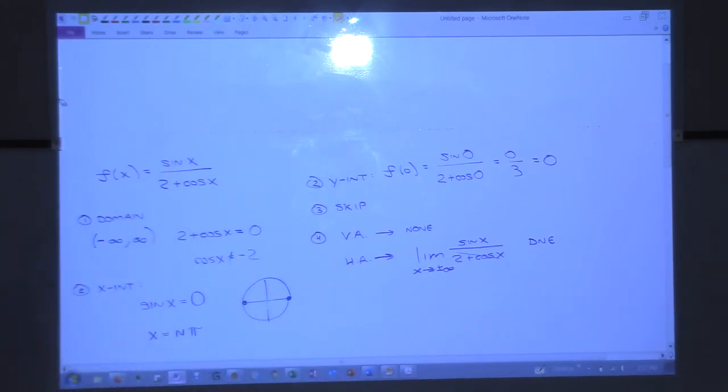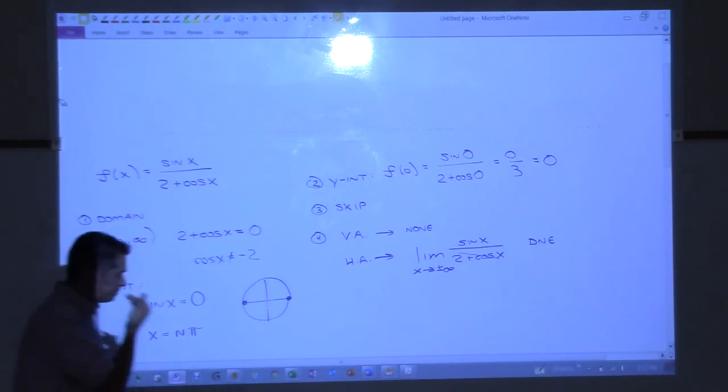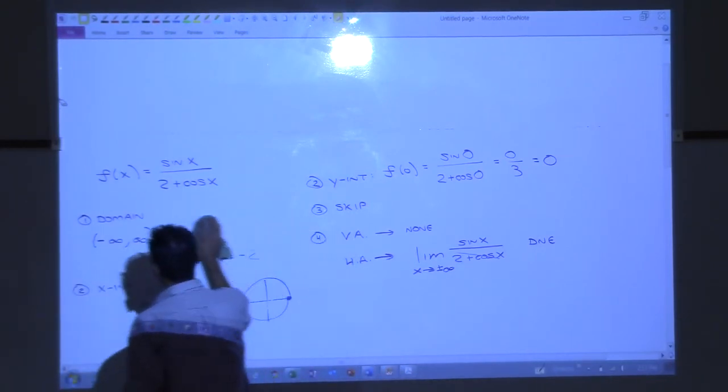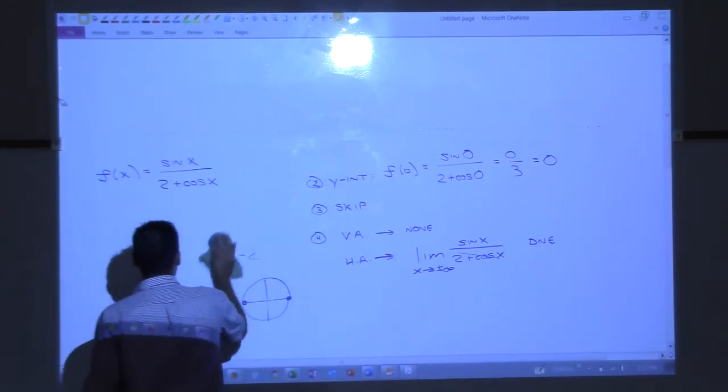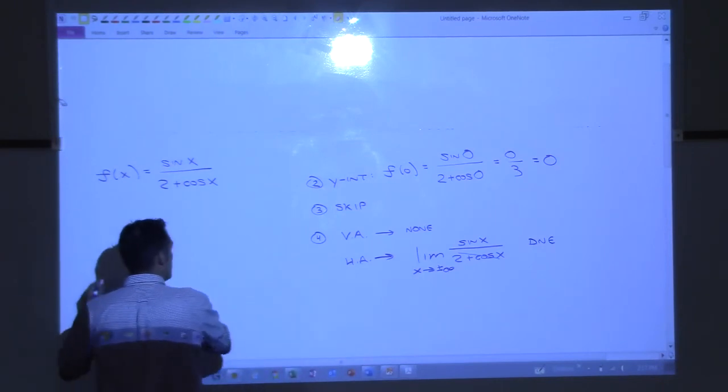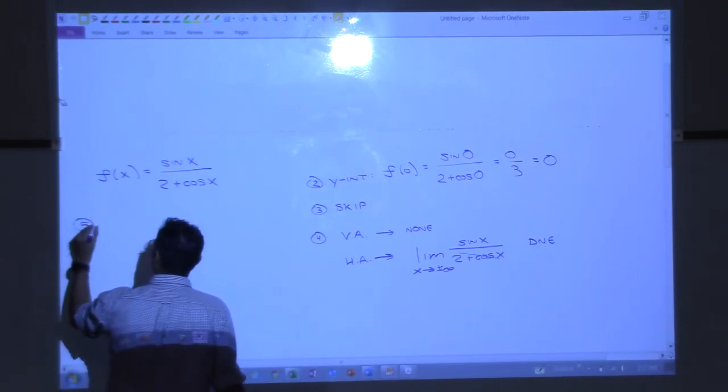All right? All right, derivative time. A little quotient rule here, right? A little quotient rule. We're not afraid of quotient rule anymore. We're pros.